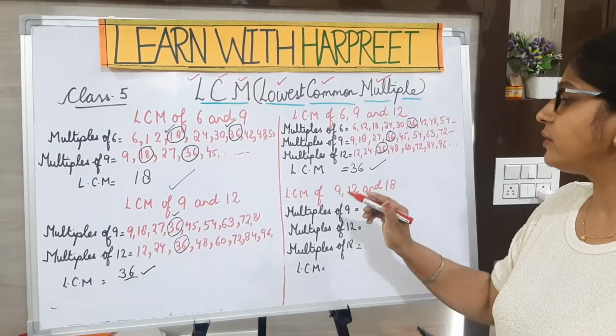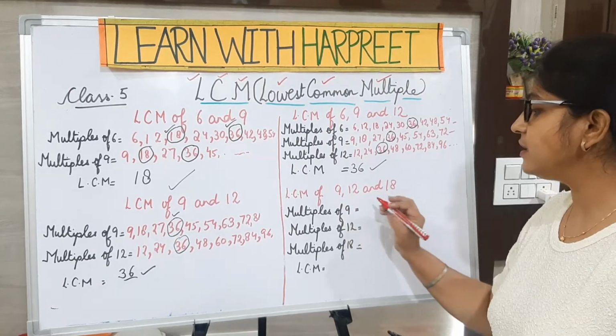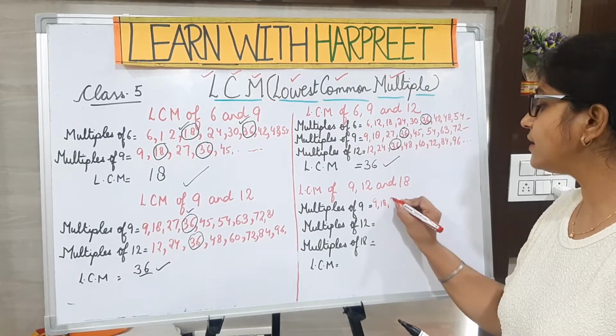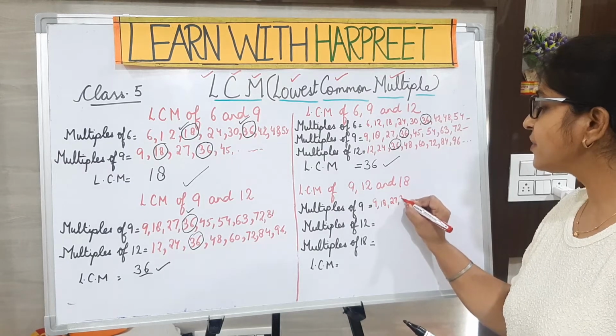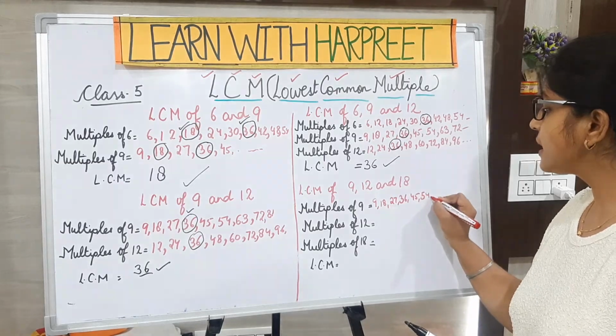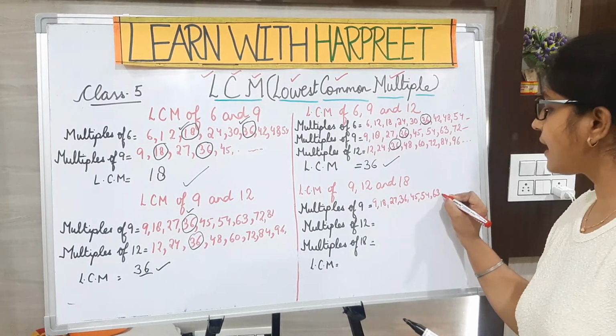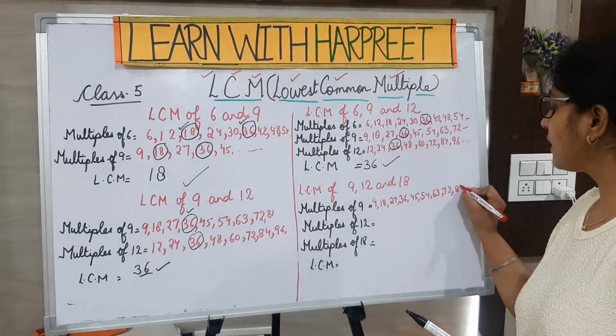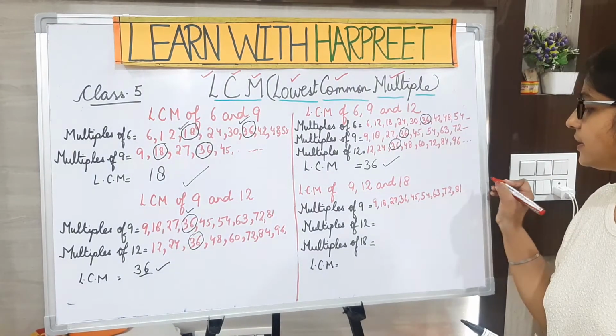Okay, next when I come to 9, 12 and 18, let me write the multiples of 9, that is 9, 18, 9 3s are 27, 9 4s are 36, 9 5s are 45, 9 6s are 54, 9 7s are 63, 9 8s are 72, 9 9s are 81 and so on.